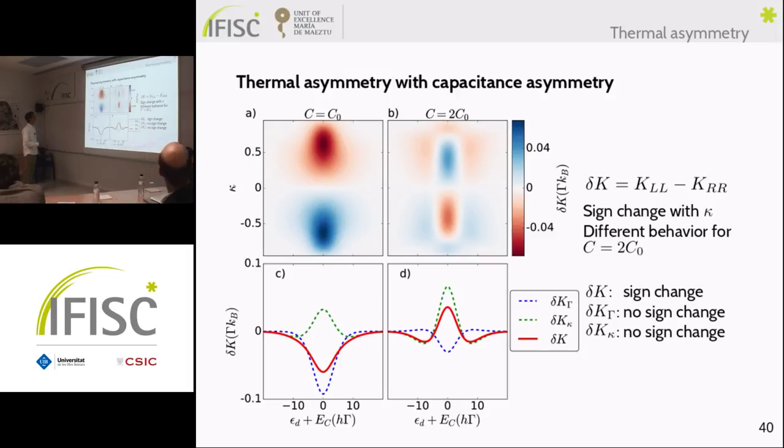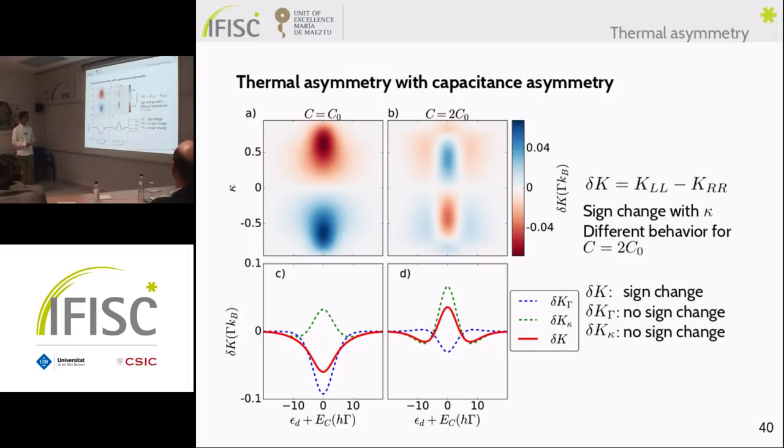Instead, if we look at the thermal asymmetry, we find that in this case, again, we have an asymmetry when the capacitance is changed. And what we find here is that when we increase the capacitance, instead of being enhanced, it has a very different behavior. It actually changes sign. But the thing is that this sign change is due to the fact that there are two different contributions, one due to the different capacitances and one due to the different barriers. And in this case, what happens is that the weight of the two different contributions changes, and that's why we have a sign change in this case.